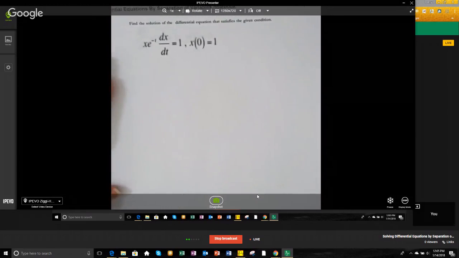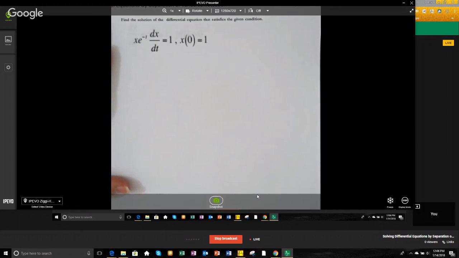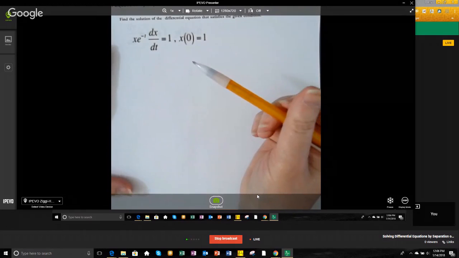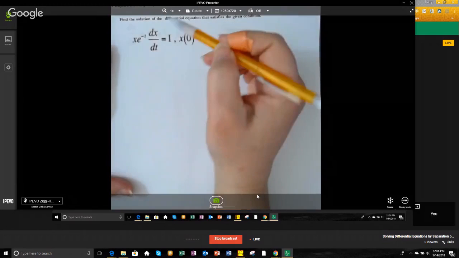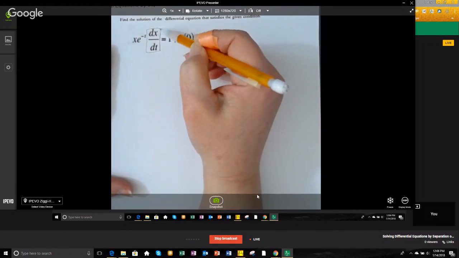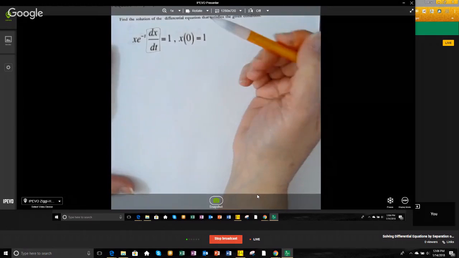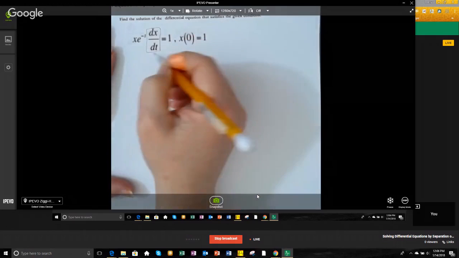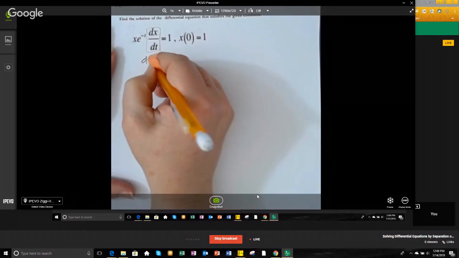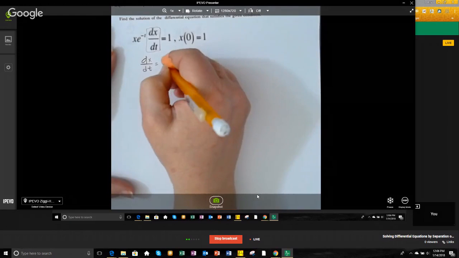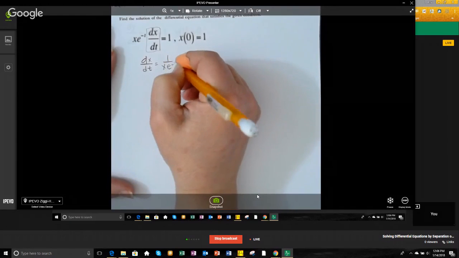All right, let's do one where I'm giving you an initial condition and a differential equation here that's not quite solved for the derivative yet. So what we're going to do first is take this differential equation here and find the general solution and then plug in the particular solution to find the c that goes with it. So first we have to solve this equation for dx dt. And doing that, we're going to get dx dt is equal to 1 over x e to the negative t.